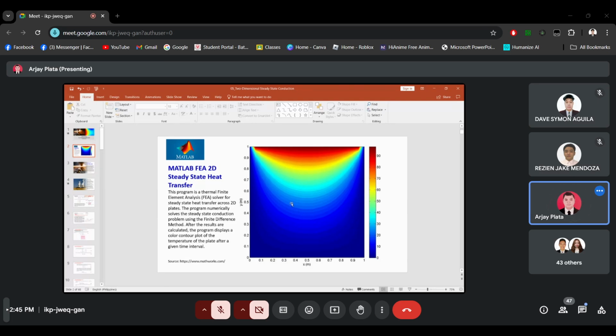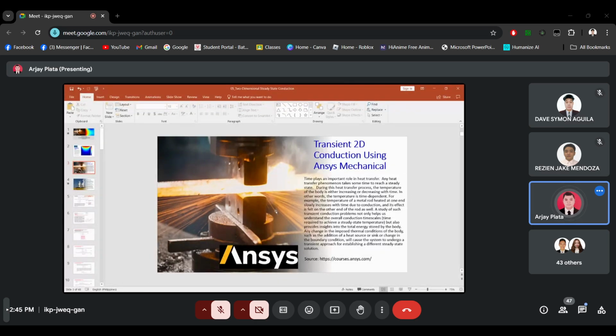Okay. So another software is the ANSYS Mechanical. As we all know, time plays an important role in heat transfer. So any heat transfer phenomenon takes some time to reach a steady state. During this heat transfer process, the temperature of the body is either increasing or decreasing with time. In other words, the temperature is time dependent. For example, the temperature of a metal rod heated at one end slowly increases with time due to conduction, and its heat is felt on the other side of the rod as well.